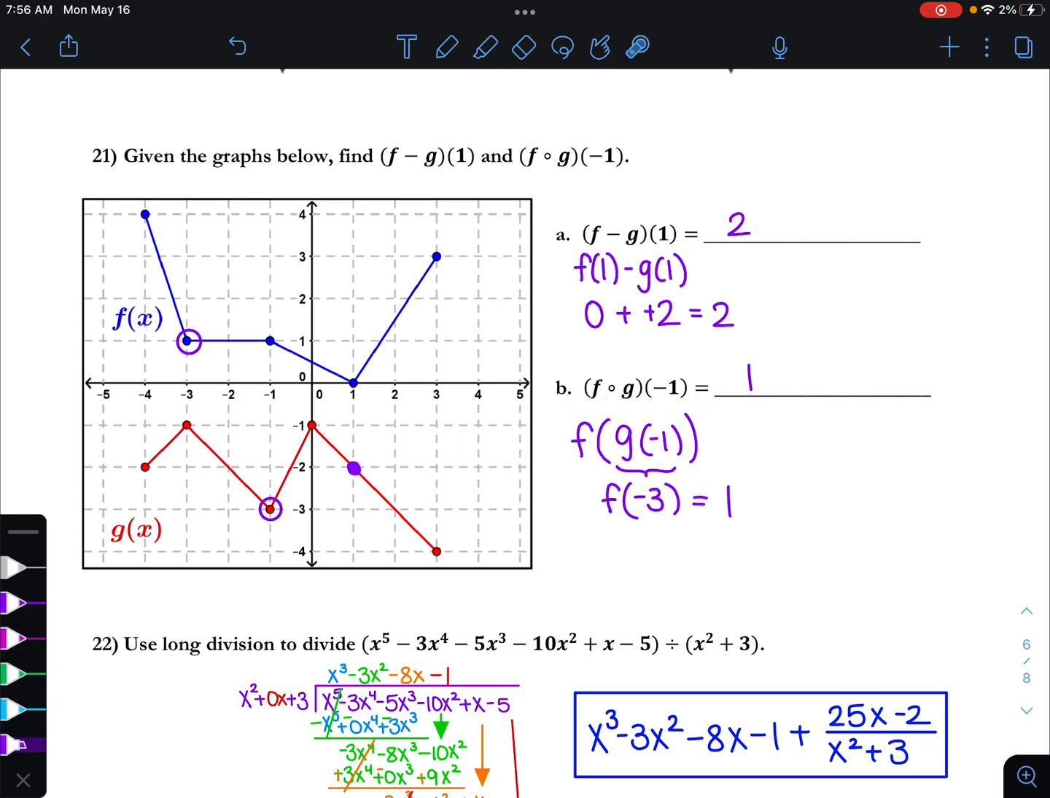Then we have composition, so we work inward. So we start with an x value of -1. We want g(-1). So g(-1) is -3. Plug that in here. Now we want f of that guy. So f(-3) is +1.